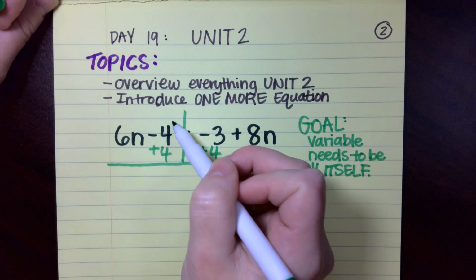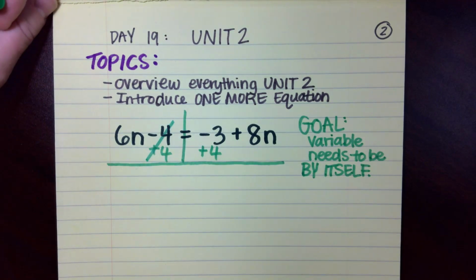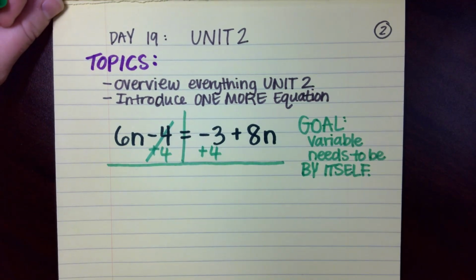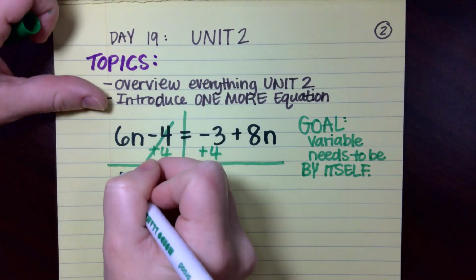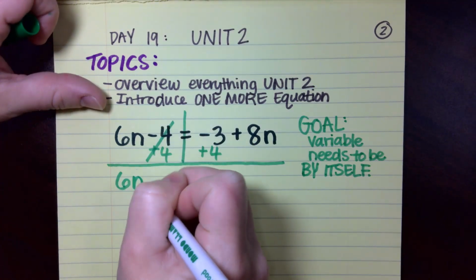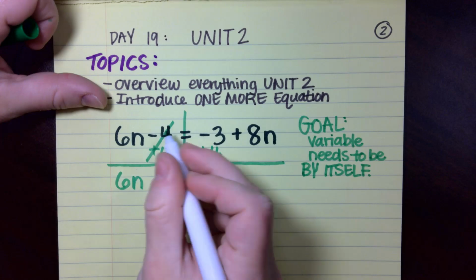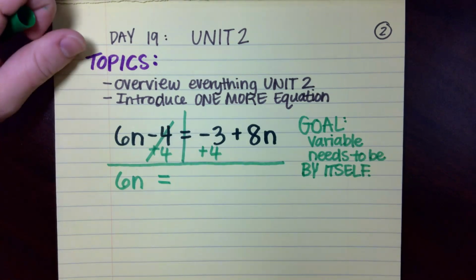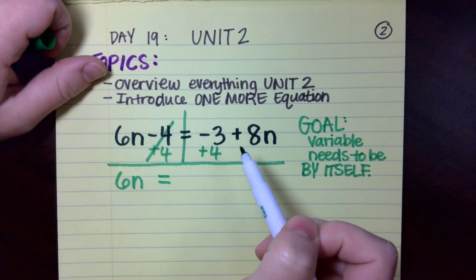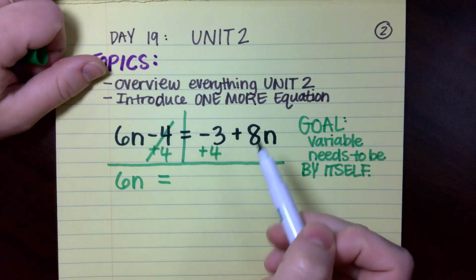So my 4's on the first side are going to cancel. And let's bring down what we've got left. Now I have 6 times n, and we got rid of minus 4, so I'll just write equals. Now we'll work out what we have left. What is negative 3 plus 4?